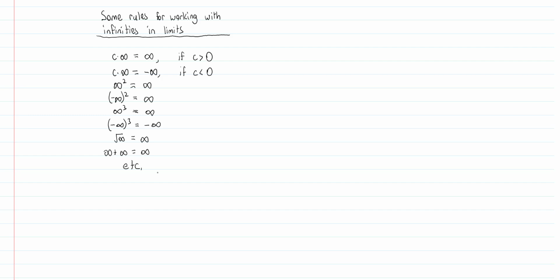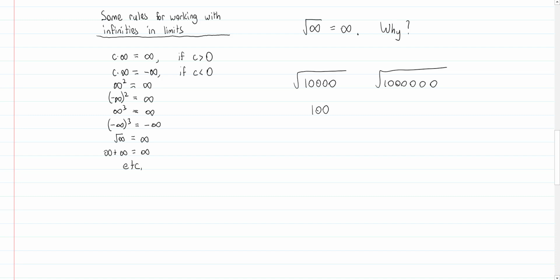So for instance, let's just take a look at this one here. The square root of infinity is infinity. So why would that be the case? When we take the square root of larger and larger numbers, the results, though smaller than the original numbers, are still going to grow without bound and approach infinity. So that's why square root of infinity can still be considered infinity. All right.